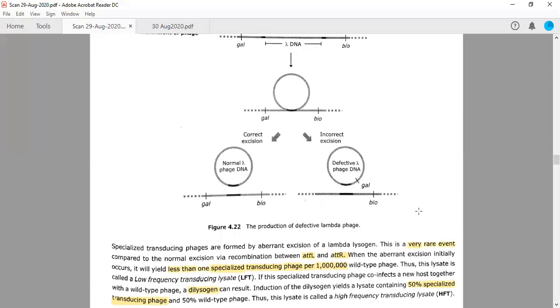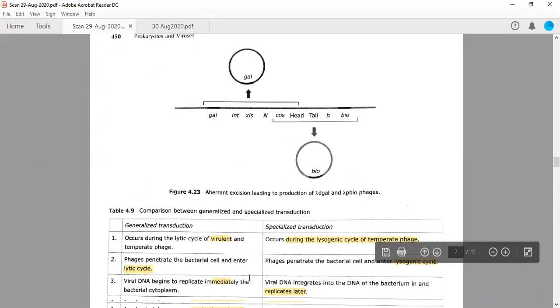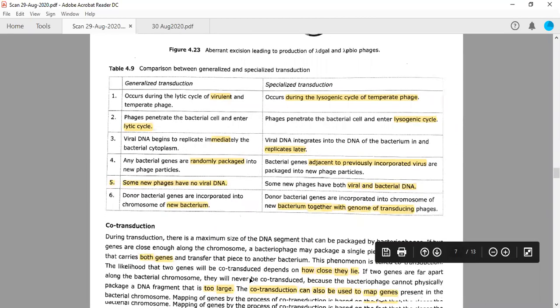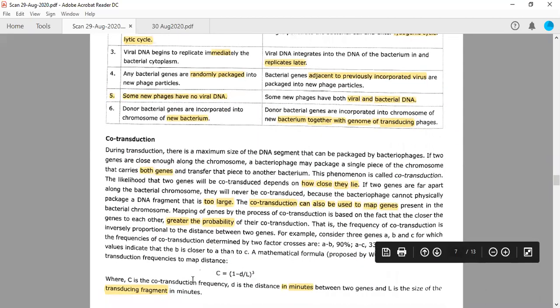So the two frequencies, high frequency lysate and low frequency lysate, these are completely different terms. There is nothing related to the frequency we have calculated. So the frequency we need to calculate is this frequency. So this is the frequency of co-transduction.